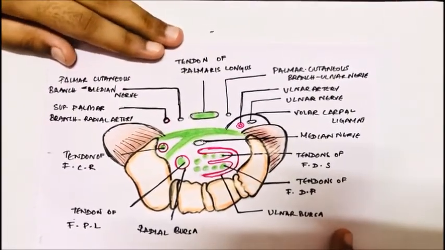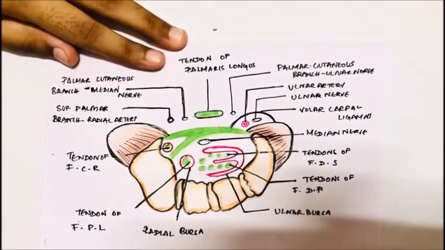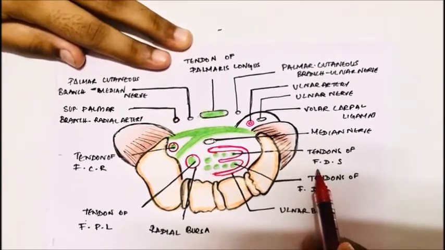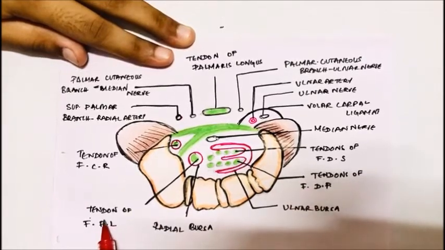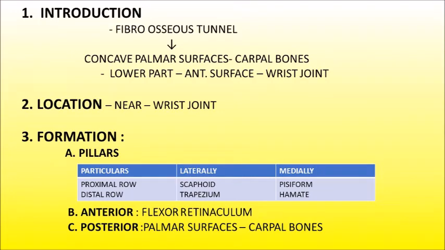Let us see the structures which pass deep to the flexor retinaculum. These are the tendons of the flexor digitorum superficialis, the tendons of the flexor digitorum profundus, the tendons of the flexor pollicis longus and the median nerve. Now, I'll be summarizing the most important points to be remembered under carpal tunnel.